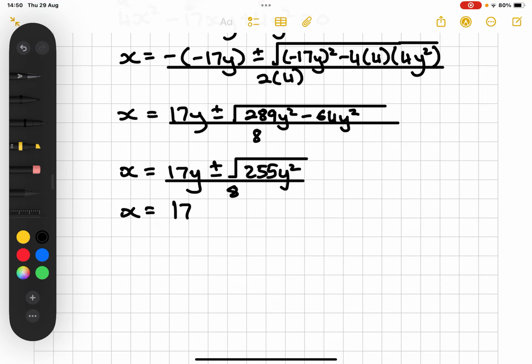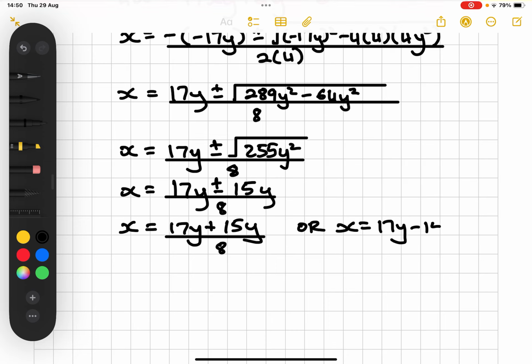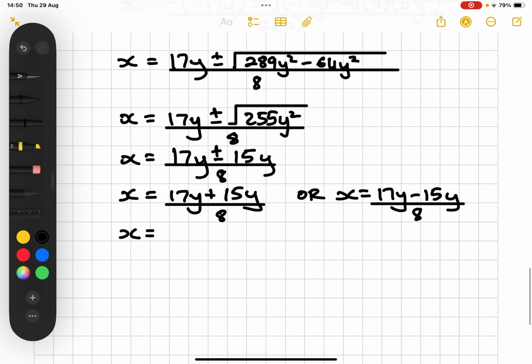X is therefore going to be equal to 17y plus minus 15y over 8. Okay, so now we have these like terms, and so we end up with x is equal to 17y plus 15y over 8, or x is equal to 17y minus 15y over 8. Okay, and now if we were to simplify to get our actual values, what we are left with is 4y, or x is equal to y over 4.